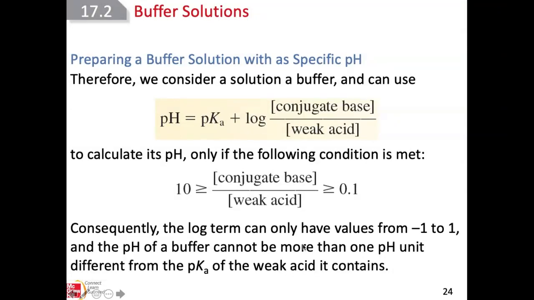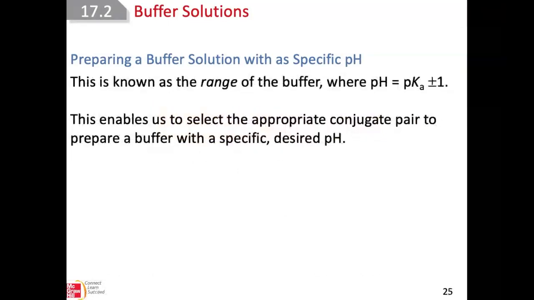And the pH of a buffer cannot be more than 1 pH unit different from the pKa. Do you see that the pKa, let's say for acetic acid, was 4.74? So the pH will not be different from the pKa by more than 1 pH unit. So it is known as the range of the buffer. So you see pH equals pKa plus or minus 1. And if we know that, then we can select appropriate conjugate pairs to prepare a buffer with some specific desired pH.